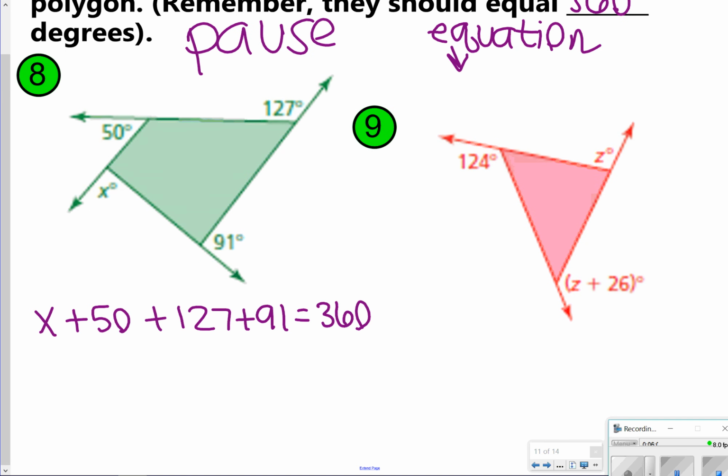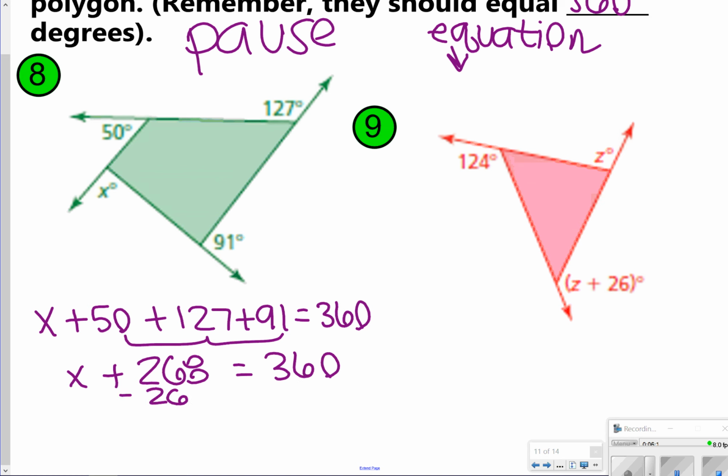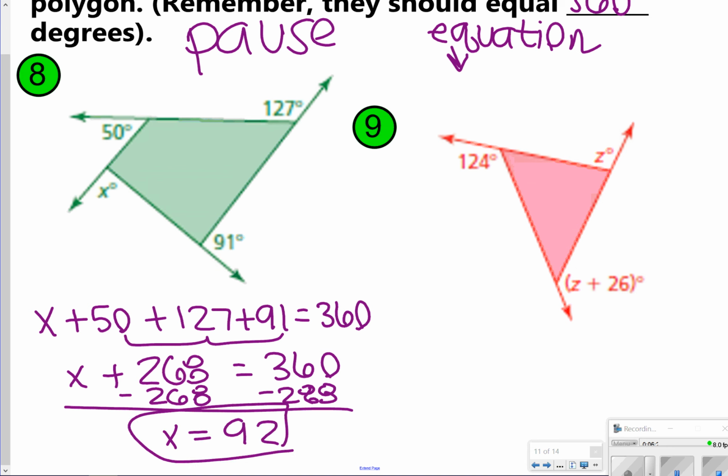So the first thing I did here was start off writing the equation for number 8. Then I combined my like terms. 50 plus 127 plus 91 is 268. So x plus 268 is equal to 360. And then I subtracted 268 from both sides. x will be equal to 92 for number 8.